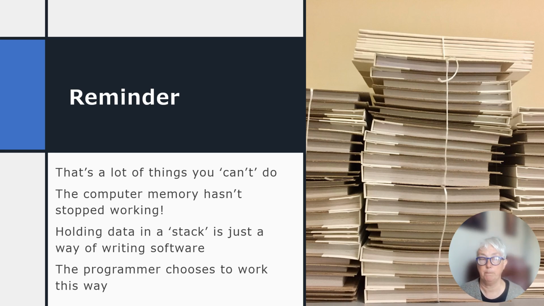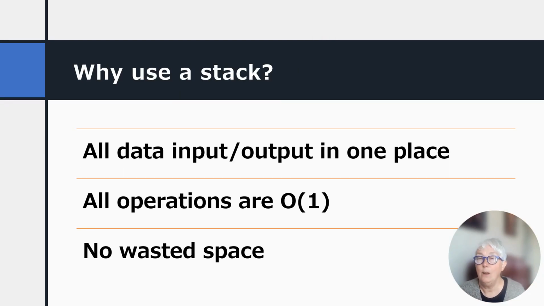It's just that I, or whoever the programmer is, have decided I will only write push and pop commands in this program. Why? Well, there's a really good reason. All the data and input and output all happens in one place at the top of the stack. So the programs are very, very simple, and the big O value of any stack operation is 1. So it's better than all the other algorithms that we've looked at so far on this course.